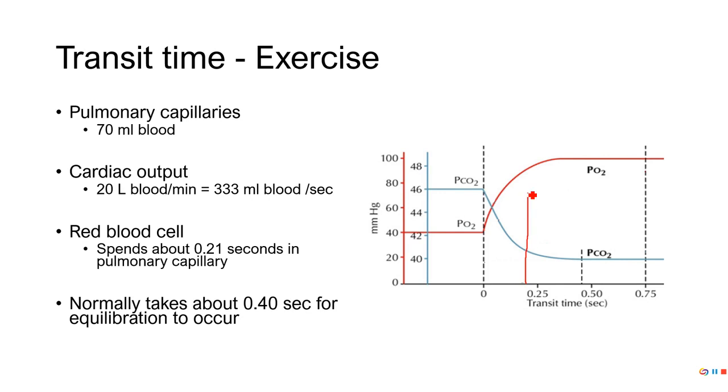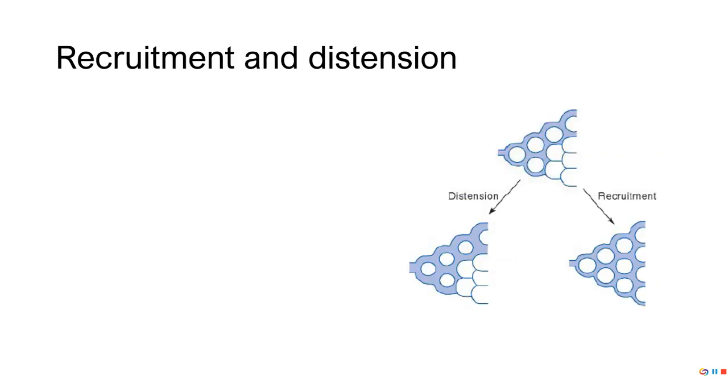Notice that our oxygen is not at 100 and our CO2 is not back down to 40. That's not great, but that's not what happens. Everything that I said here is true, but we have enough time during exercise for equilibration to occur. So how do we do that? One of the answers is the same as the last challenge: we distend and we recruit.